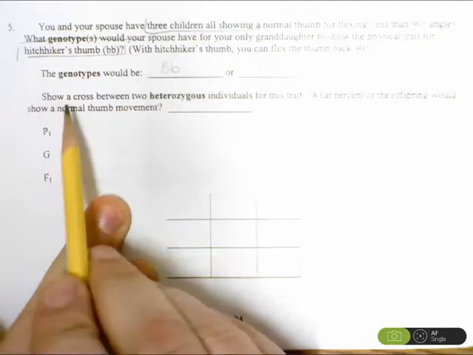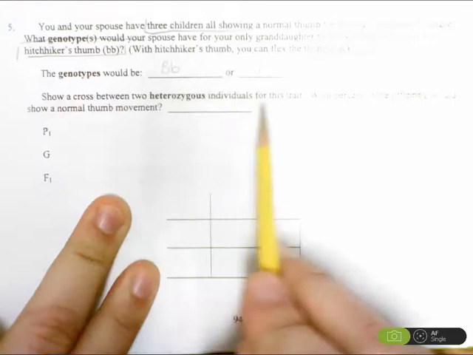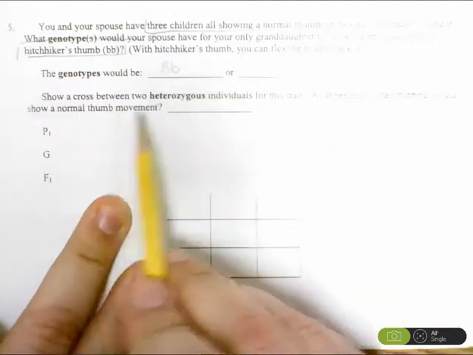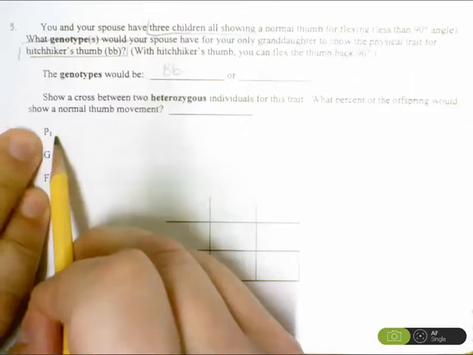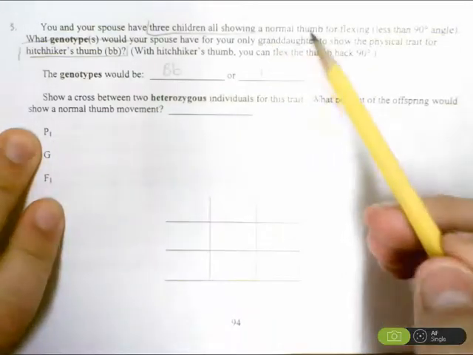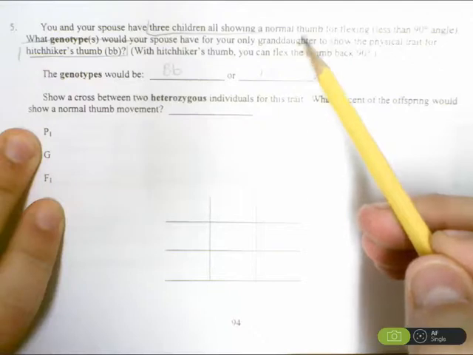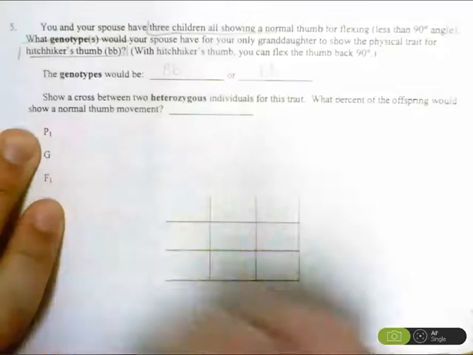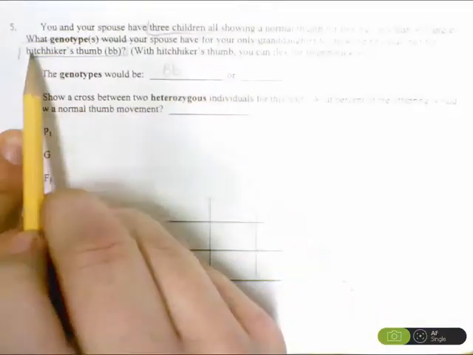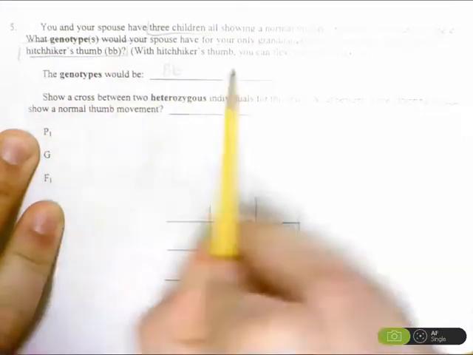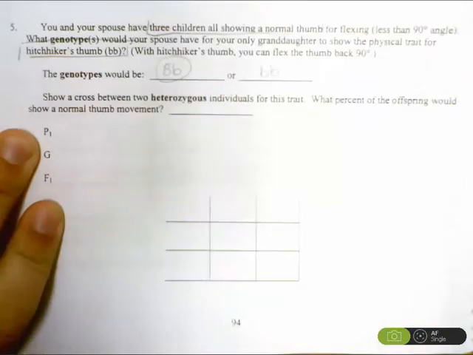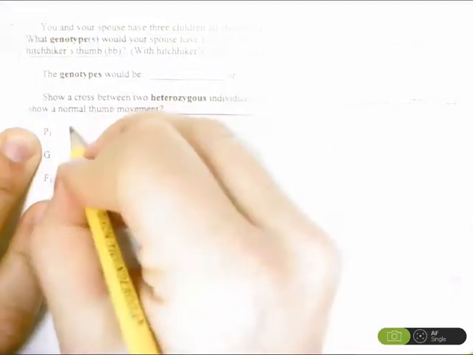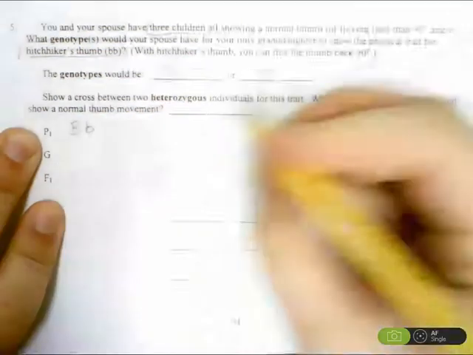It wants us to show a cross between two heterozygous individuals for the trait. What percentage of the offspring would show a normal thumb movement? So let's do it. The parents all show normal thumb, meaning that the parents of your grandchild all probably need to be carriers, because in order for your grandchild to end up with hitchhiker's thumb, they would at least have to be carriers. They would have to both contain a little b. In this case, it's saying they're heterozygous. So let's put it in. We'll say both parents are heterozygous, just like it says.